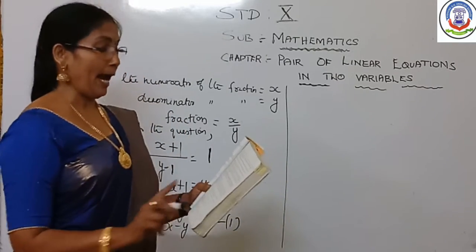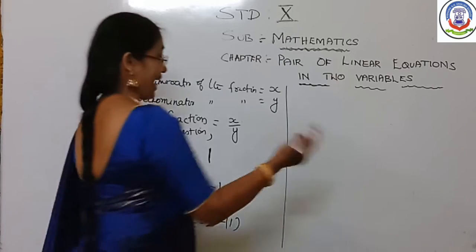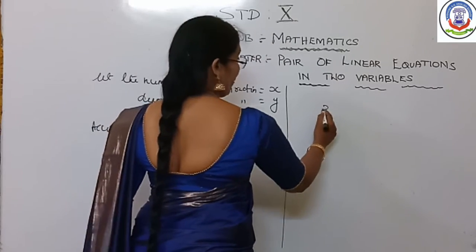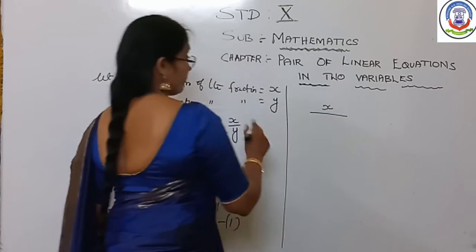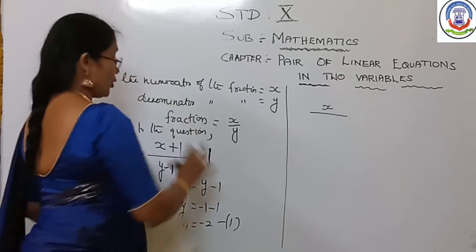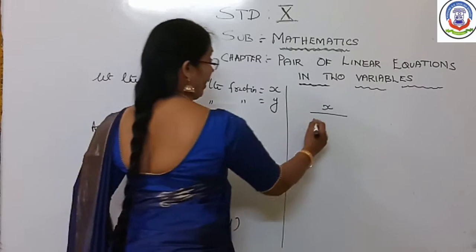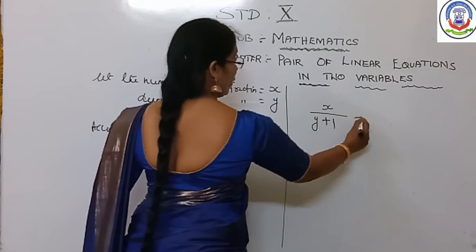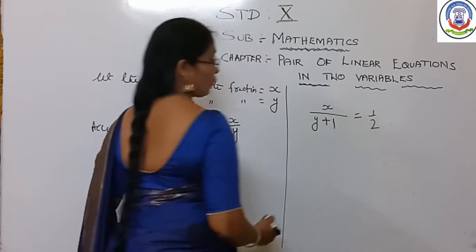If we only add 1 to the denominator, that means the clue is given that nothing is done to the numerator. No operations on the numerator. What is given here? To the denominator we are adding 1. That means y plus 1. Then the fraction reduces to 1 by 2.